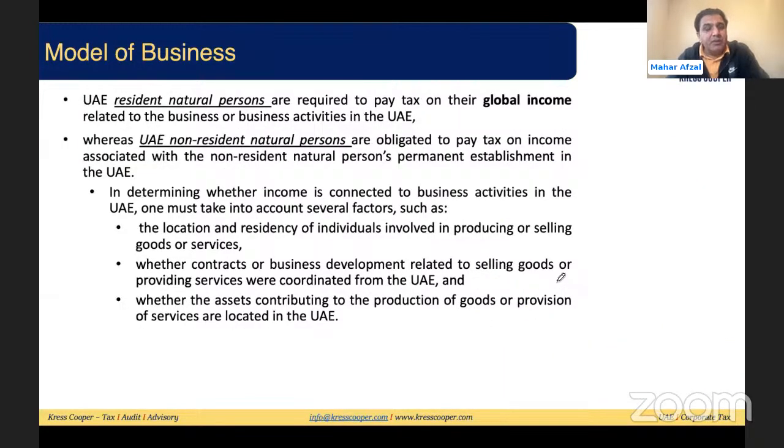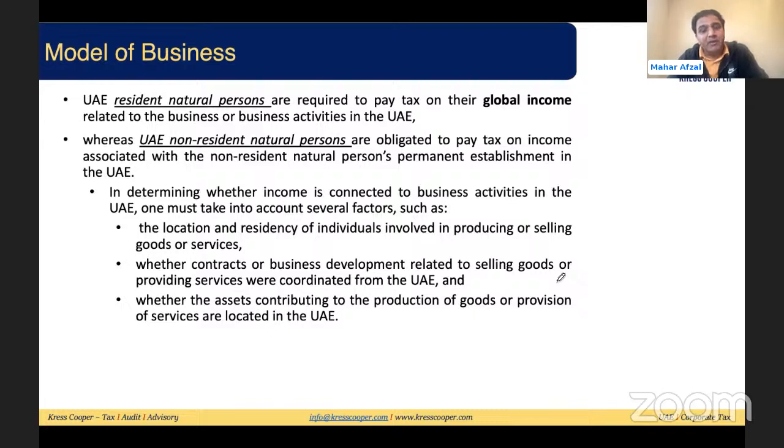So UAE resident natural persons are required to pay tax on their global income. We have already discussed, if the person is a resident person, whatever is the business income related to that business in the UAE, globally they will be liable to pay tax on that. If they're non-resident persons, whatever the business income related to the UAE, they will be liable to pay tax on that income within the UAE.